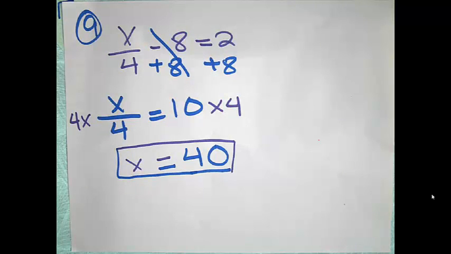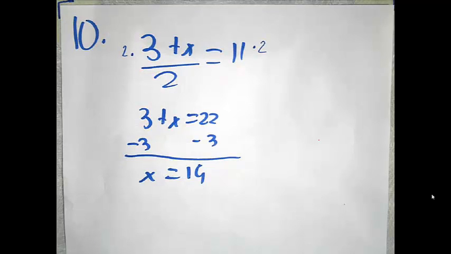Okay, this is problem 9. X over 4 minus 8 equals 2. And what you would do is you would add 8. And then you would get x over 4 equals 10. And then you would multiply by 4 on both sides. And you get x equals 40.